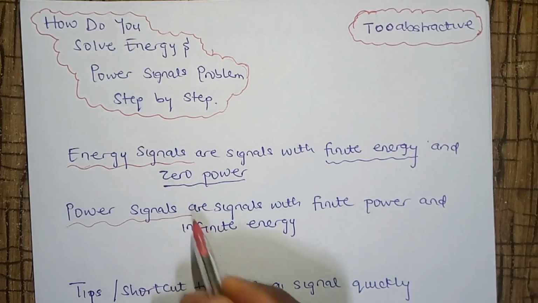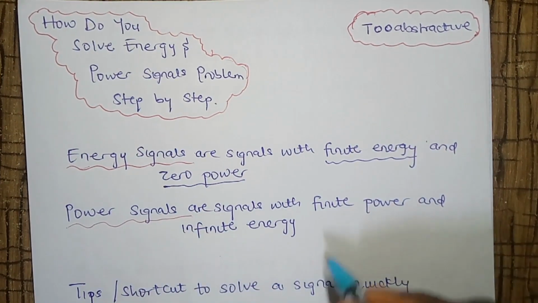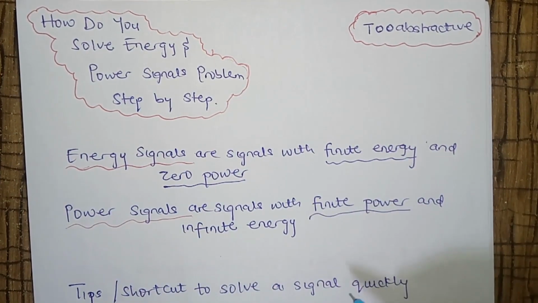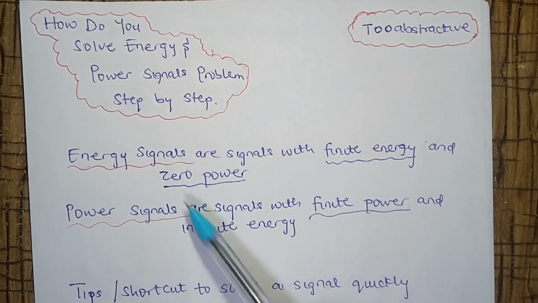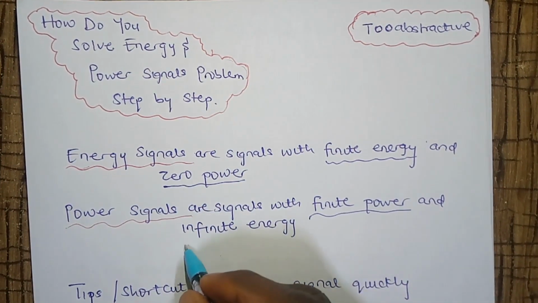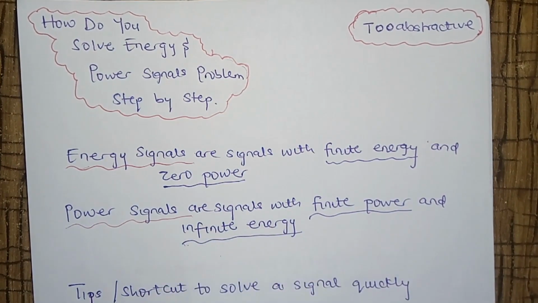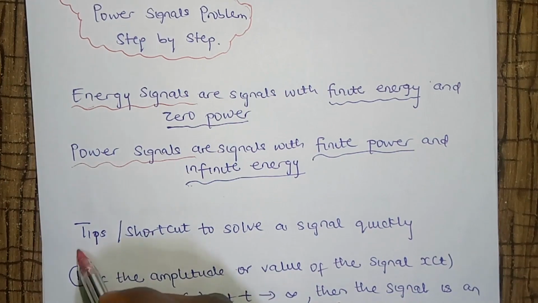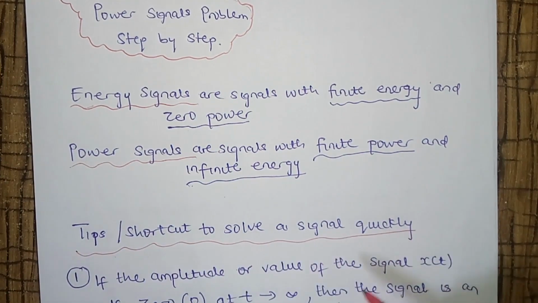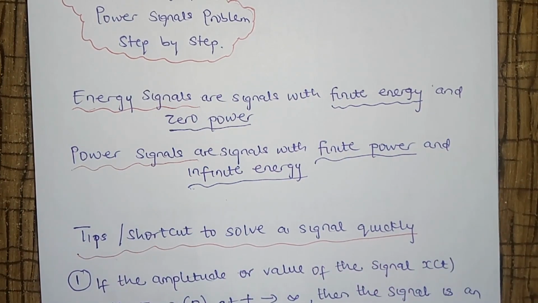As for power signals, power signals are signals with finite power, but infinite energy. So the difference between both of them is that we have zero power for energy signals, but infinite energy for power signals. You get the point? So now let's look at tips on how to identify quickly that a signal is an energy or power signal. That's what we're going to do now.